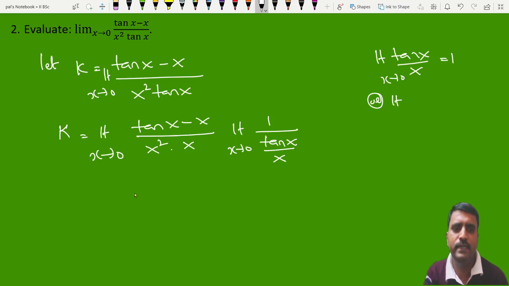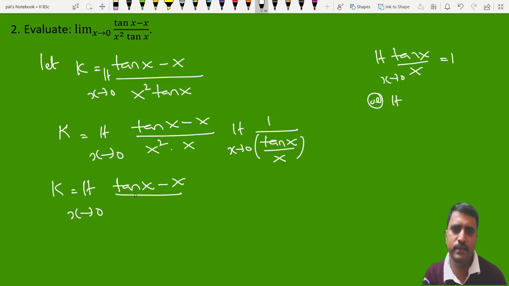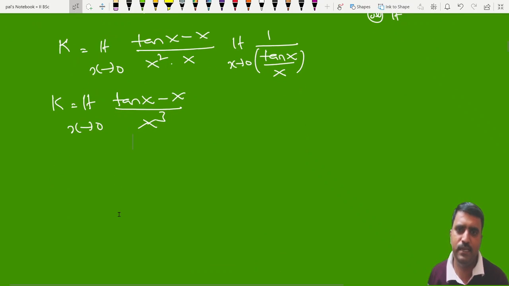So now its value is 1 by 1, which means it is 1 only. So now k can be written as k is equal to limit x tends to 0, this is tan x minus x by x square into x is x cube, and its limit is 1. It's not necessary to write that 1 into this. Okay, so this x cube. So to this one you apply the limit now.